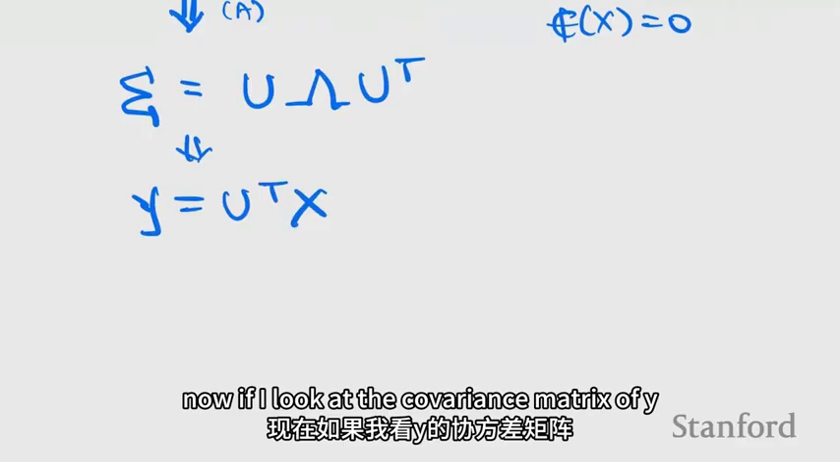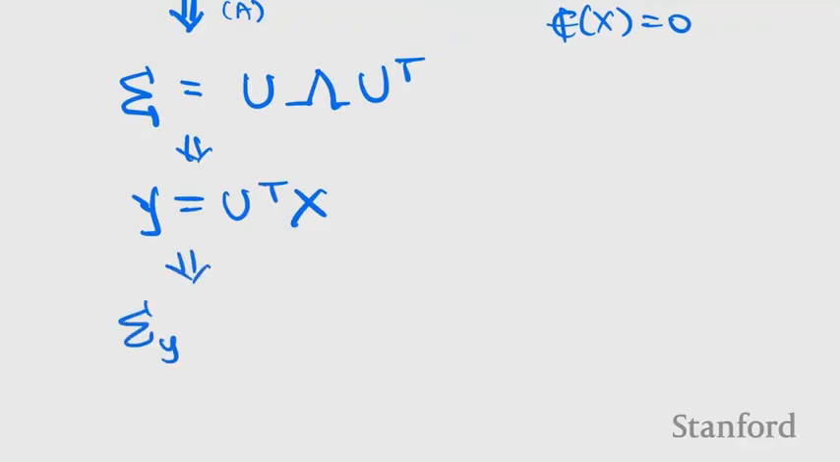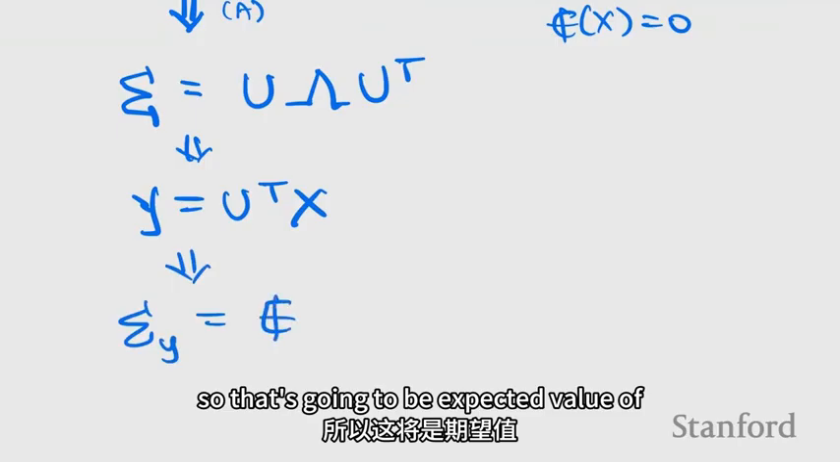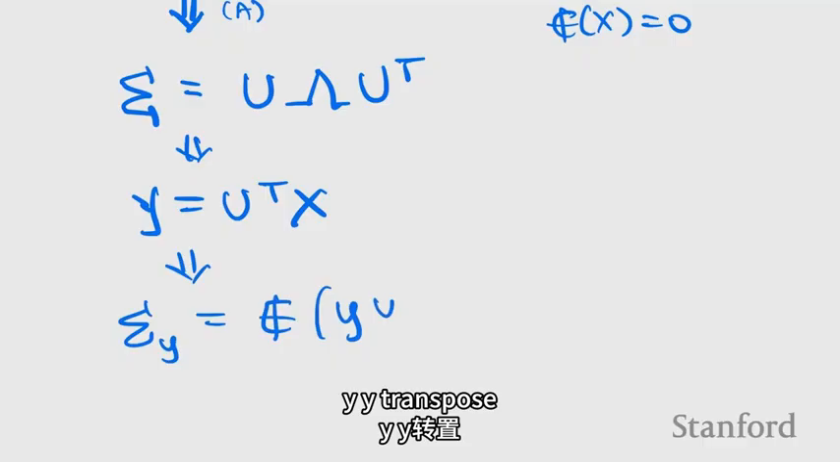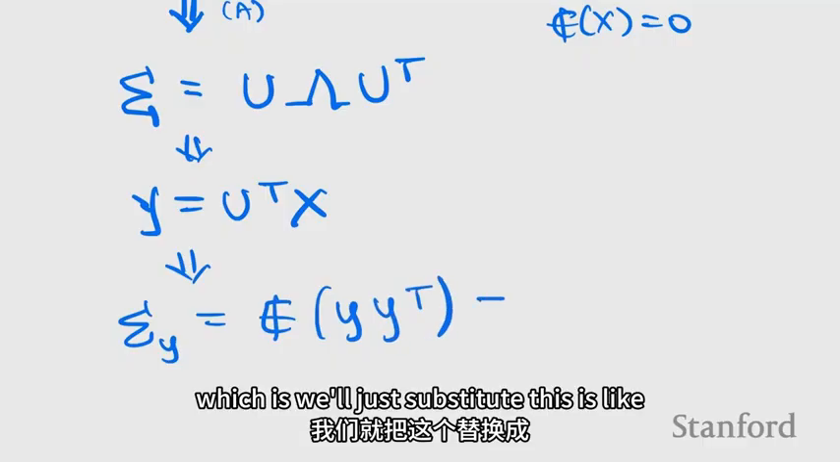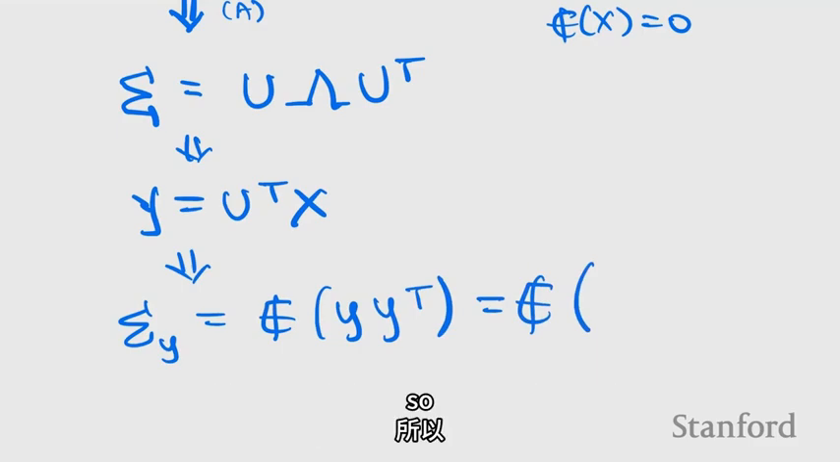Now if I look at the covariance matrix of Y, that's going to be the expected value of Y Y transpose, which we'll just substitute. So my Y is this, Y transpose is this.